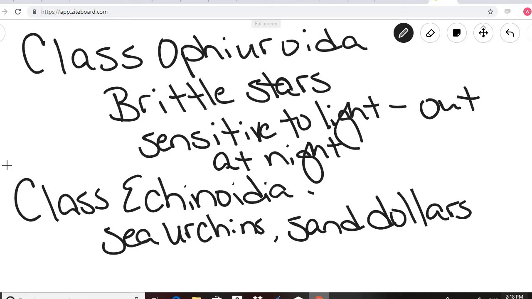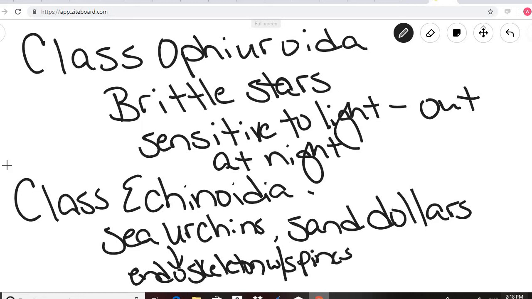So the sea urchins have an endoskeleton, and that endoskeleton has spines on it. The sand dollars also have an endoskeleton. So all of these have endoskeletons. So even though we think of them as being hard organisms, their skeleton is on the inside. And when we find them, what we're really finding is just the endoskeleton, and all the soft tissue has decomposed.